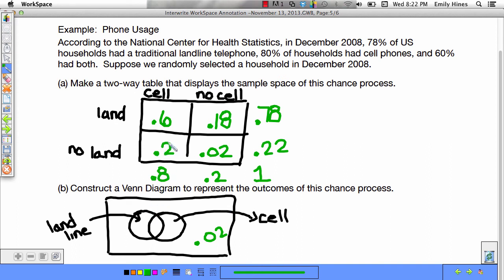I know that the percentage of people who own both is 0.6. This is the percentage of people who own a cell phone but not a landline, because if these are both, then these are cell phone only. So that would be 0.2, cell phone, no landline. And this is landline, no cell phone, so that would be 0.18. Notice here, my numbers are made up not from my totals around the edges, but from my values on the inside.